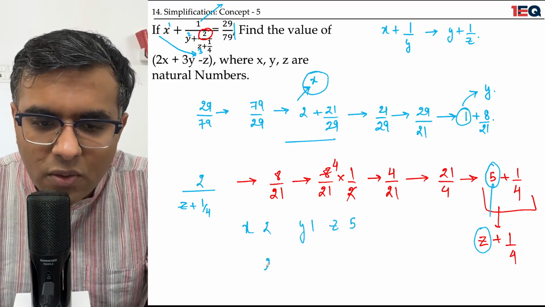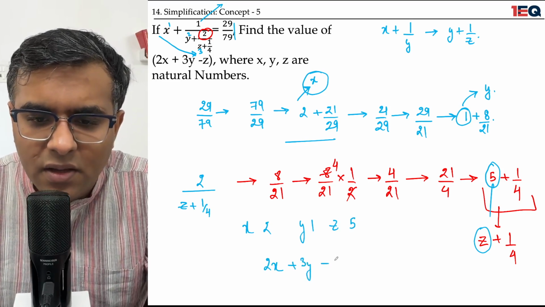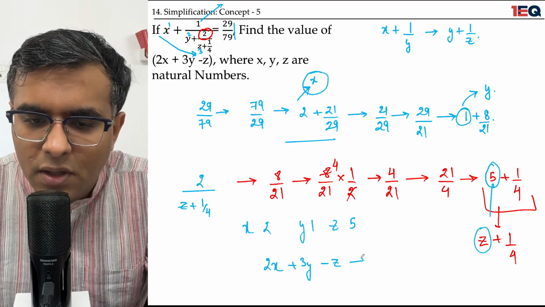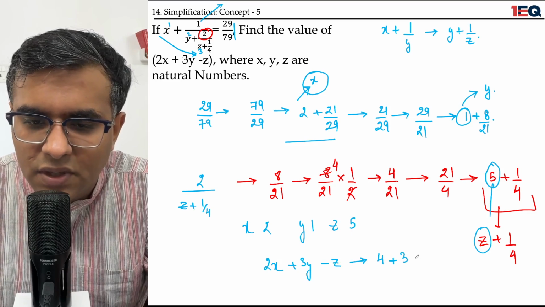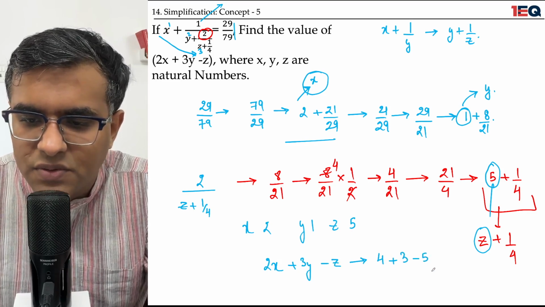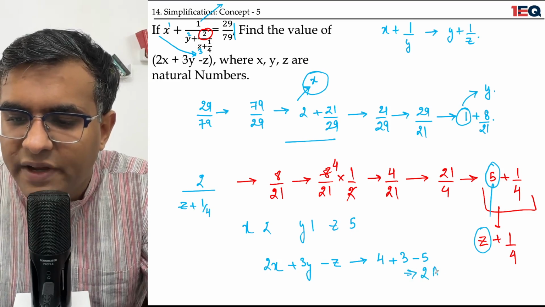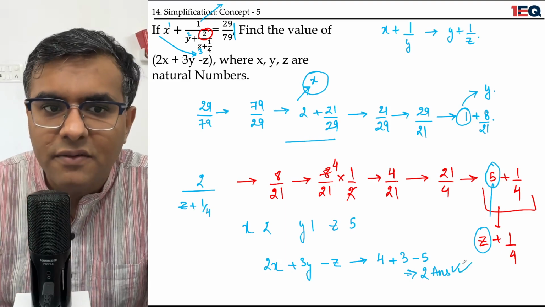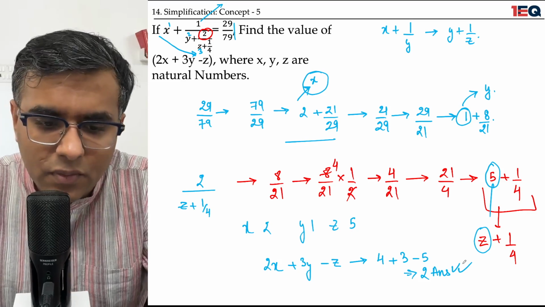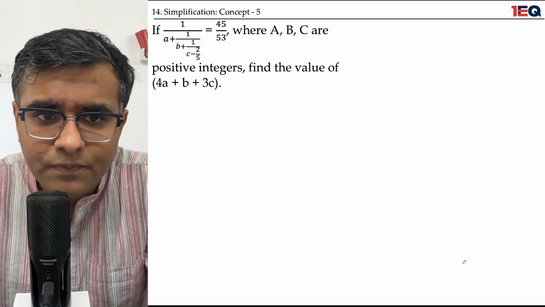What do I need to find out? I need to find out the value of 2x plus 3y minus z. So 2x is equal to 4, plus 3y is equal to 3, minus 5 is equal to z. 4 plus 3 is 7. 7 minus 5 is 2. So 2 is my final answer. Are we clear with that? I hope we are. No problem, you may re-watch the question to go ahead.